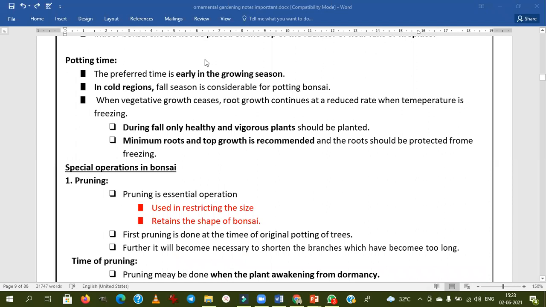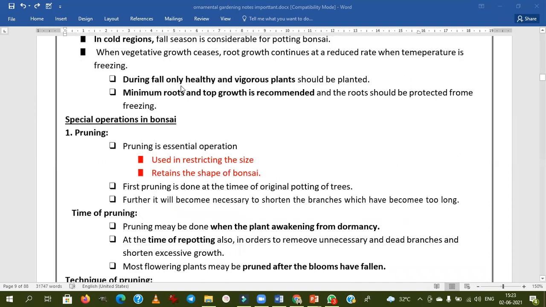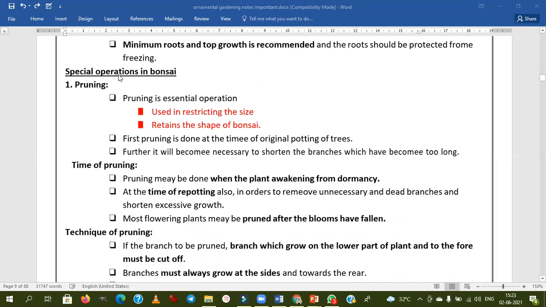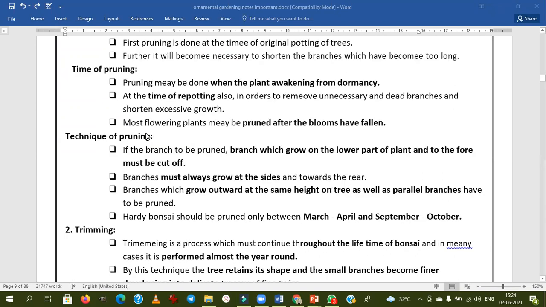Then potting time: early in the growing season, we should go for the potting. Then we'll discuss special horticulture practices followed in bonsai making. Pruning is usually the essential operation followed in bonsai. It is used for restricting the growth of the plant and retains the shape of the bonsai. Hence pruning is done. Then when to prune? Before we go for repotting, we should prune.